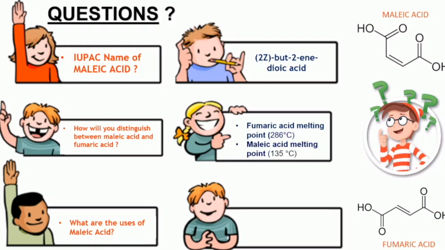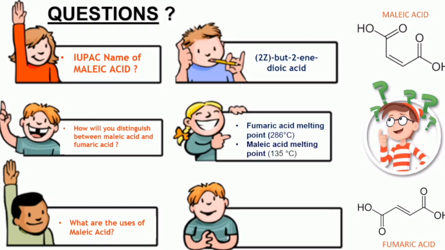Now, why trans isomer, that is fumaric acid, is having higher melting point than malic acid? This is because melting point of any compound depends on how closely the atoms are packed inside a crystal lattice. Since in case of fumaric acid, the two bulky carboxylic acid groups are present opposite to each other, that is in trans position, so they pack more closely inside a crystal lattice and are more symmetrical. And hence, as a result, a high amount of energy is required to melt or to break these crystal lattice, and therefore they have higher melting point.